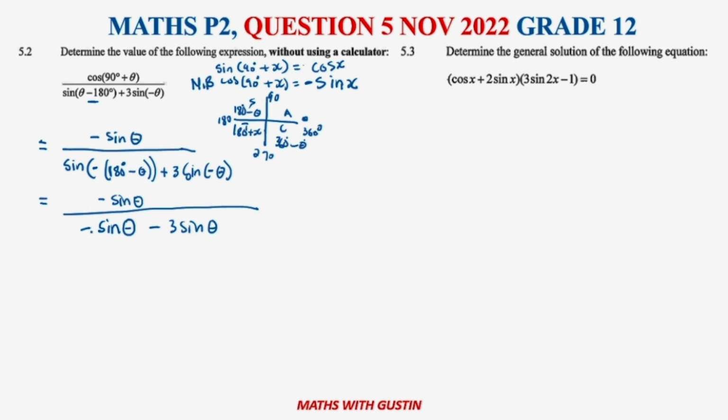Okay, so once you finish doing that, now you can see that here on the top and the bottom we've got negative sine, so we can take out sine as a common factor here.